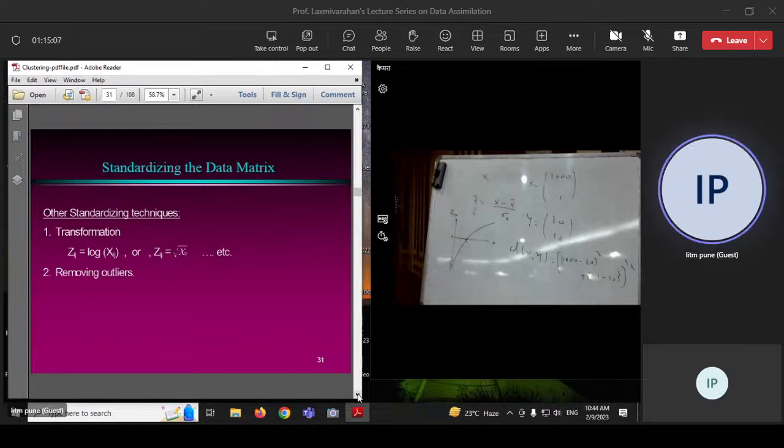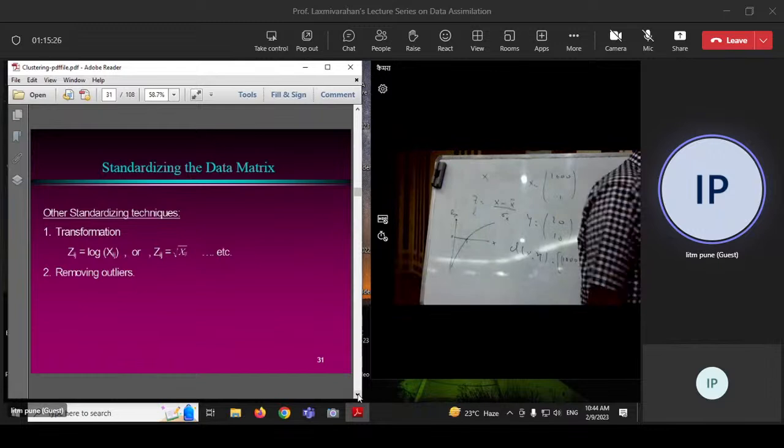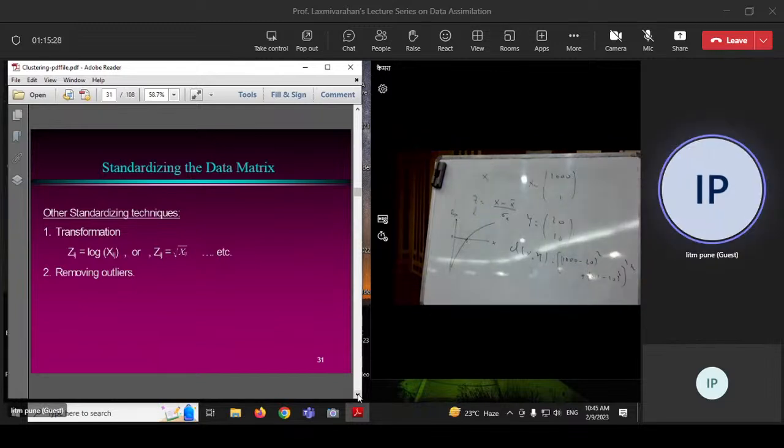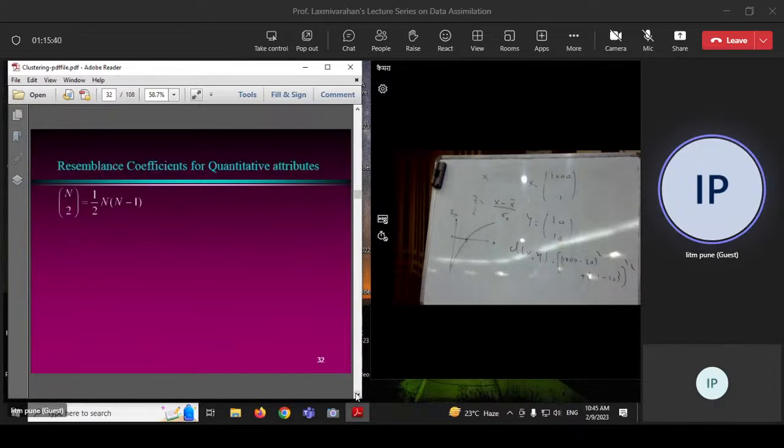So if I want to transform a positive quantity into a real number, you can do a logarithmic transformation. If you want to do it the other way, you can do exponentiation. If you want to convert a positive or negative number into a positive quantity, you can take the exponentiation. Sometimes you may want to take the square root. Many times you want to remove the outliers, and there are very good statistical tests for identifying who the outliers are. I'm not going to go into the algorithm for outliers.